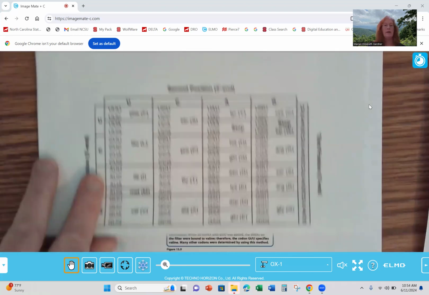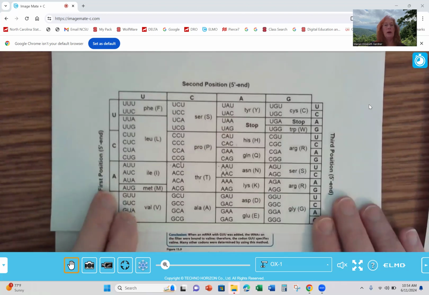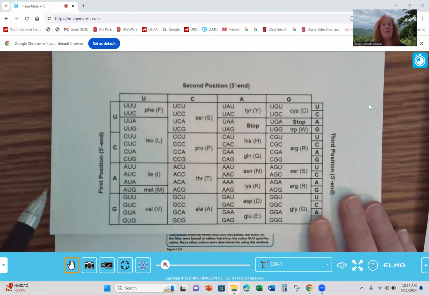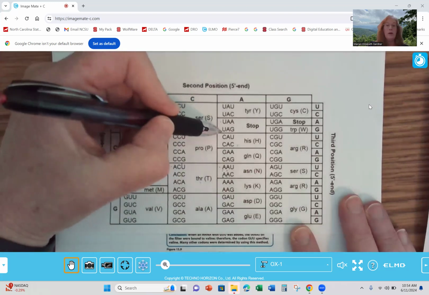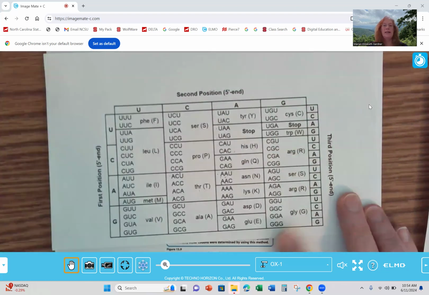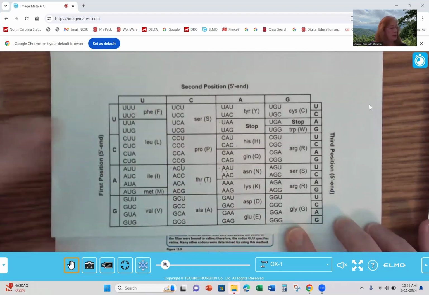The researchers did this for all of the different codons, and they were able to come up with a coding dictionary where of the 64 possible codons, 61 coded for a specific amino acid. There were 3 codons, UAA, UAG, and UGA, that did not code for an amino acid, and those are considered to be stop codons. So a couple of things about this chart.